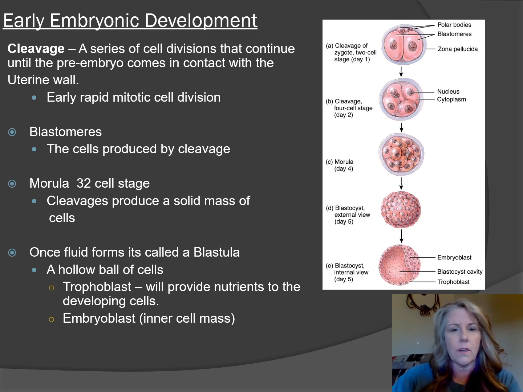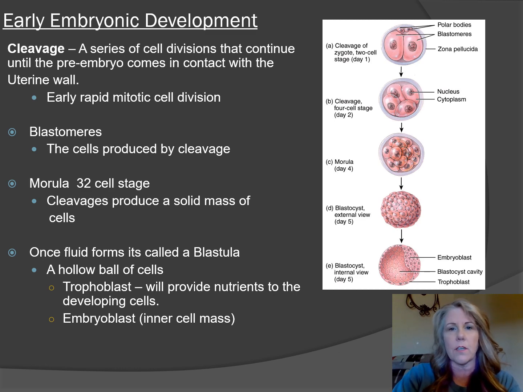Now, if we look at about the 32-cell stage, it's now called a morula. So the third picture down refers to a morula. The cleavages produce a solid mass of cells. So at this point, it's a solid mass of cells. We call it that morula.